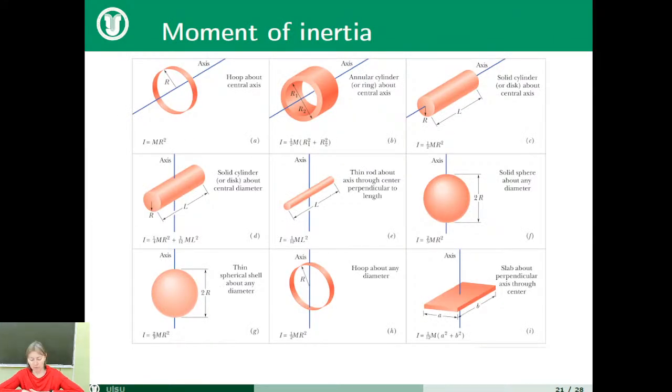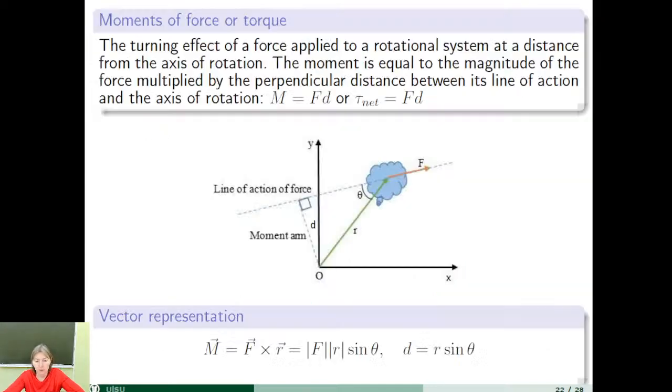Look at these tables, these examples of some bodies and the calculation of their rotational inertia, or moment of inertia. And then a moment of force, or torque. Torque is a turning or twisting action on a body about a rotational axis due to a force.